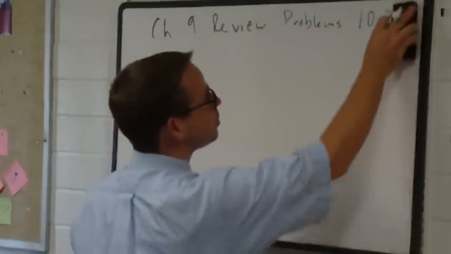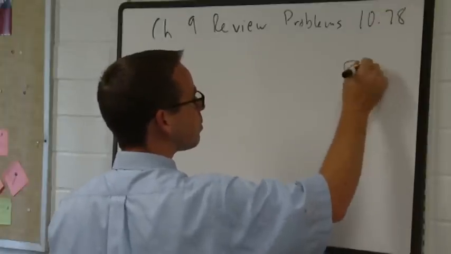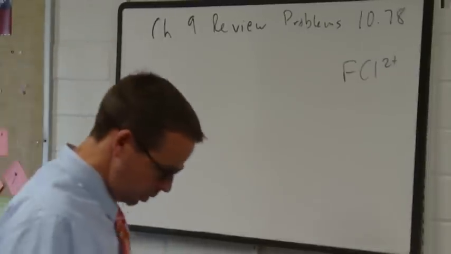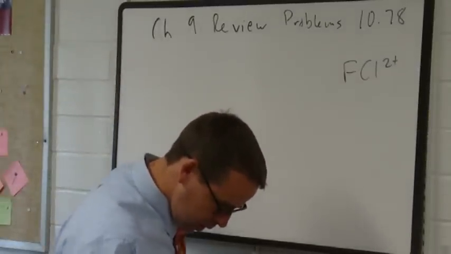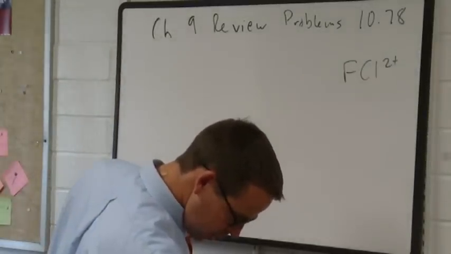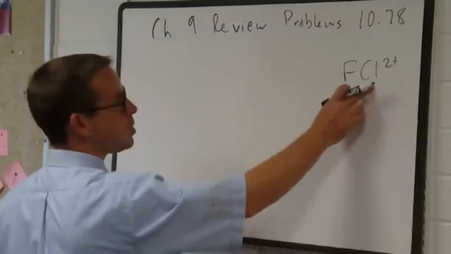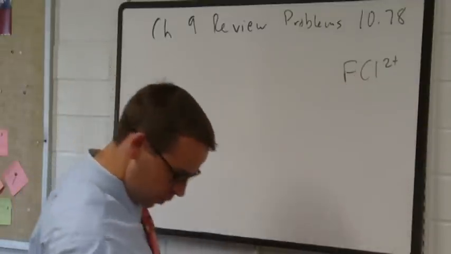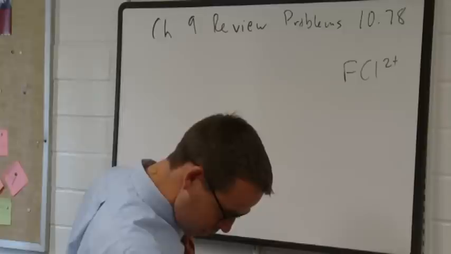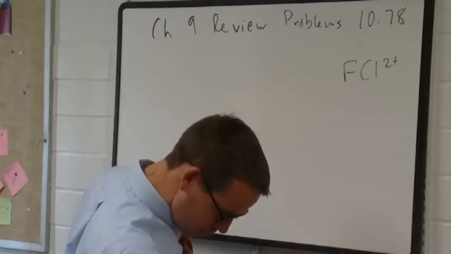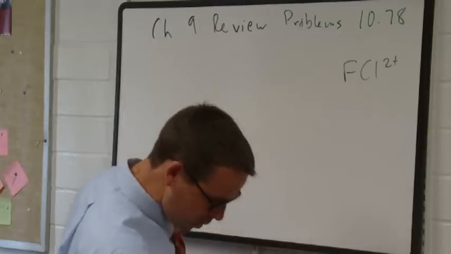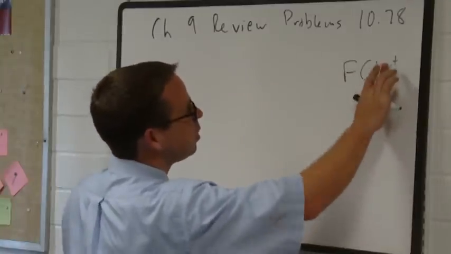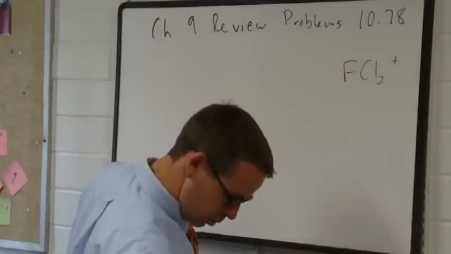1078, predict the shape of FCl2+. 1078. 7 times 3, 21. Wait. FCl2+. Didn't I just do one for 1078?